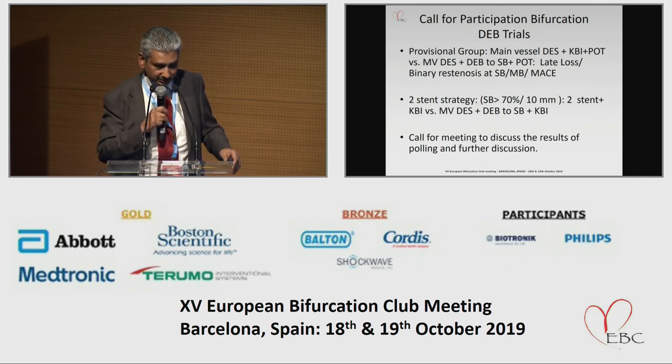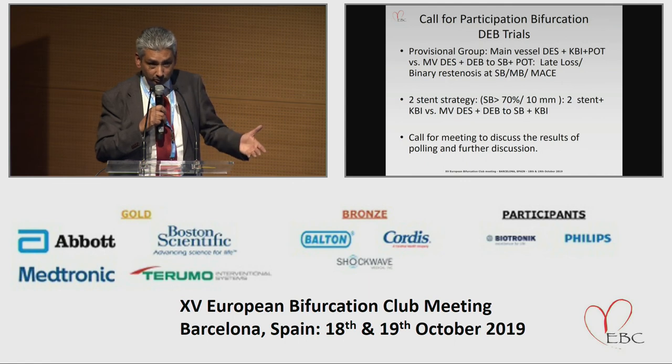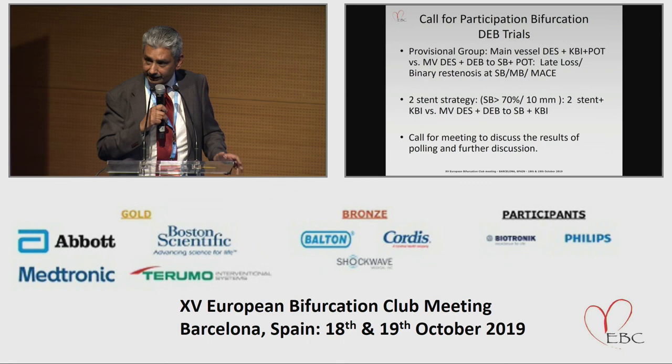This is for provisional strategy, or could also be potentially compared in complex bifurcation lesion where you're intending to use a two-stent strategy, to get away with just a single-stent strategy and use drug-coated balloon in the side branch and achieve a good angiographic result. Obviously, there's a lot of discussion and interest from the group in this area.